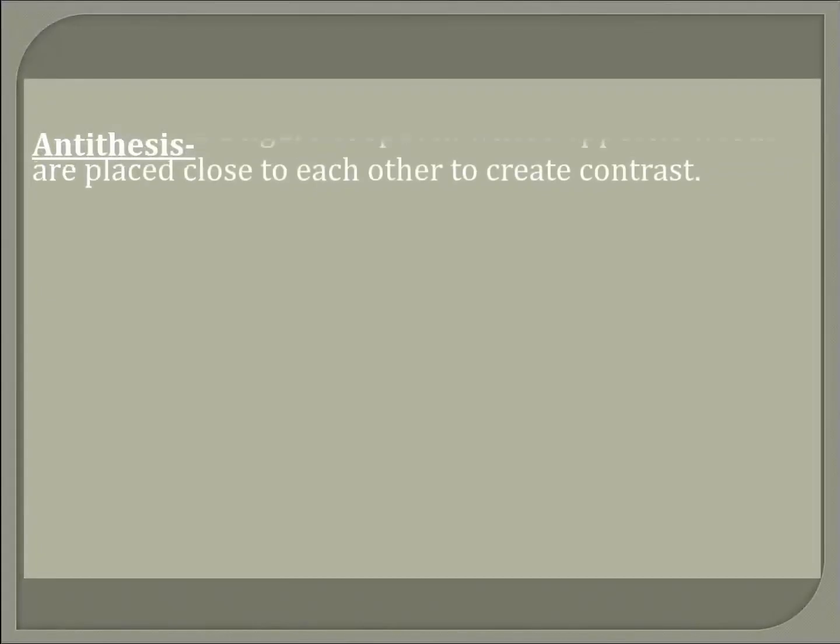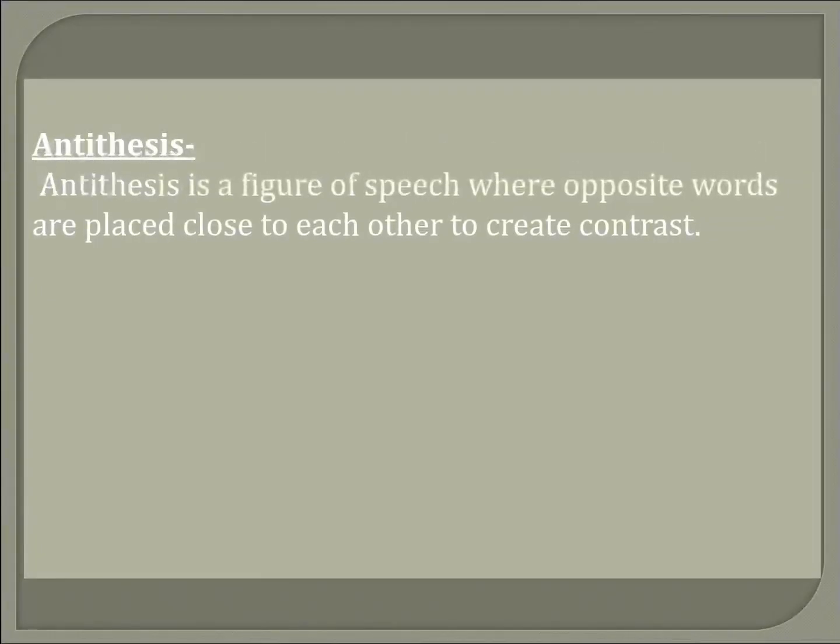We also get to see an example of antithesis in the poem. Antithesis is a figure of speech where opposite words are placed close to each other to create contrast. The example from the poem is: so little they rose, so little they fell. In this example, two opposite words, rose and fell, are placed close to each other to create contrast.